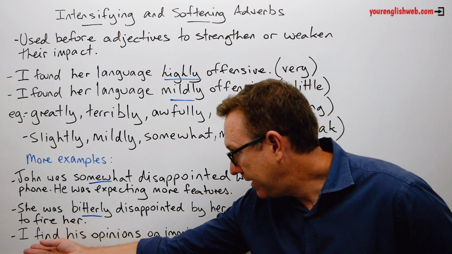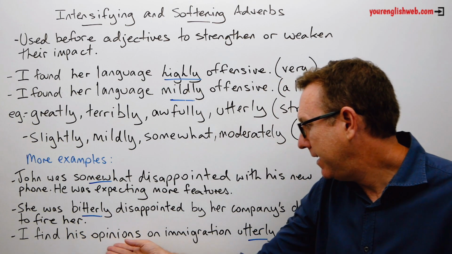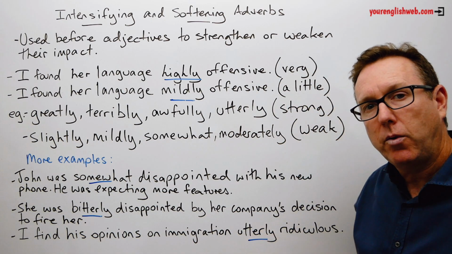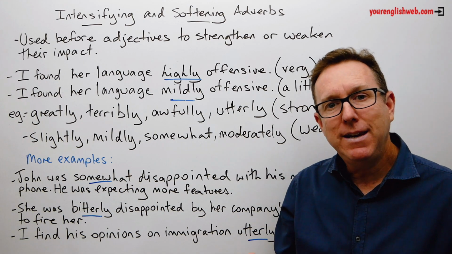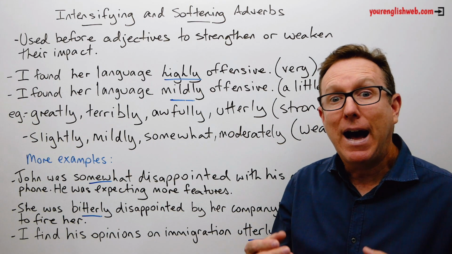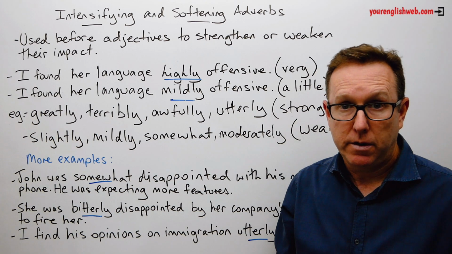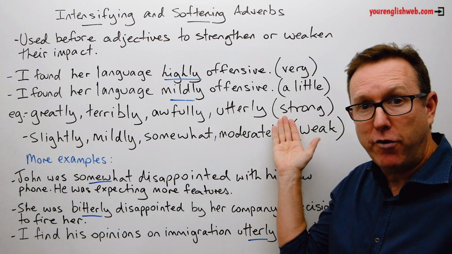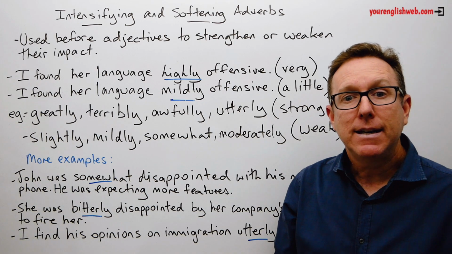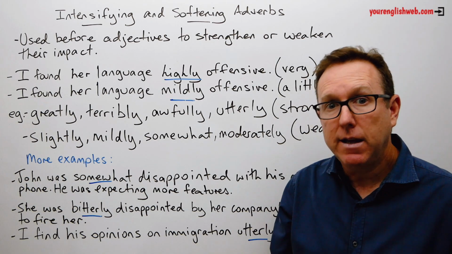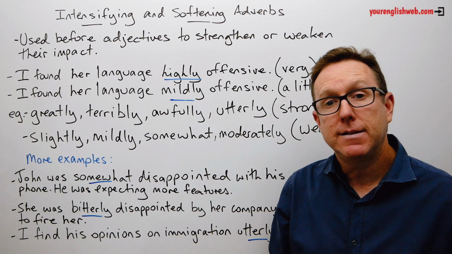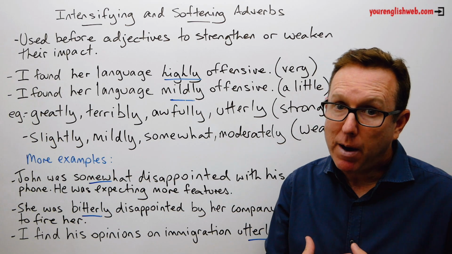And the last sentence here, I find his opinions on immigration utterly ridiculous. Okay? His opinions on immigration are utterly ridiculous. Okay? So again, this is a strong adverb. Utterly. Utterly ridiculous. Completely ridiculous. Totally ridiculous, the things that he says on immigration, in my opinion.